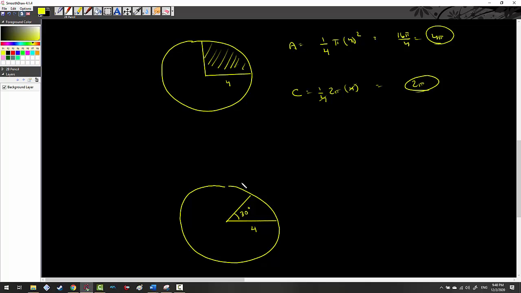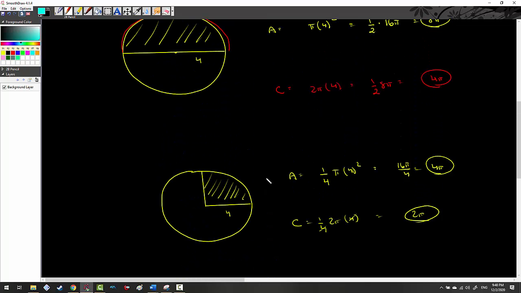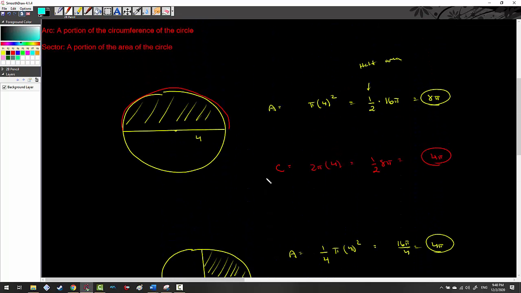If I wanted to find just this portion of area, how do I do that when it's not something that's easily divided? It's not like it's 1/4 or 1/2 or even 1/8 of something. I can't really do it. With the 30-degree angle, how do I find out the area and circumference of this? Well, let's take a look at how we figured out all of these.